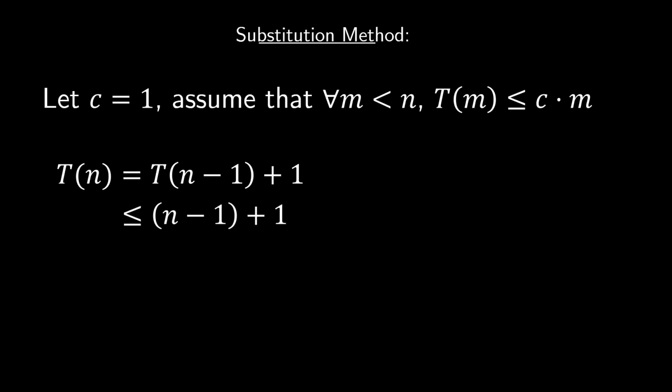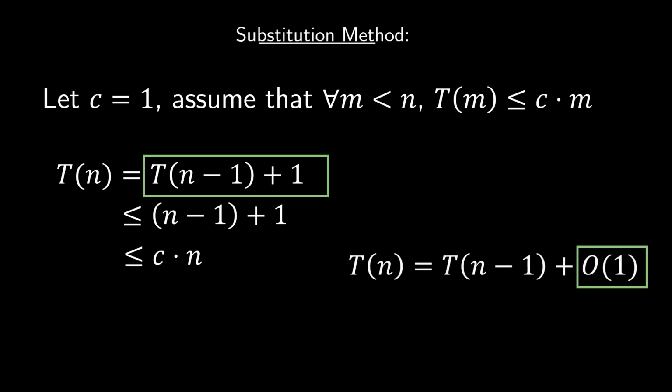Well, then we know that by our assumption, we could have replaced T(n-1) with just c times (n-1). This is because we assumed that for all m less than n, and n-1 happens to be less than n, we can replace Tn here with c(n-1), and we had a plus 1 on the side. But if you realize, those two things just cancel out, and this is less than or equal to c times n, right?